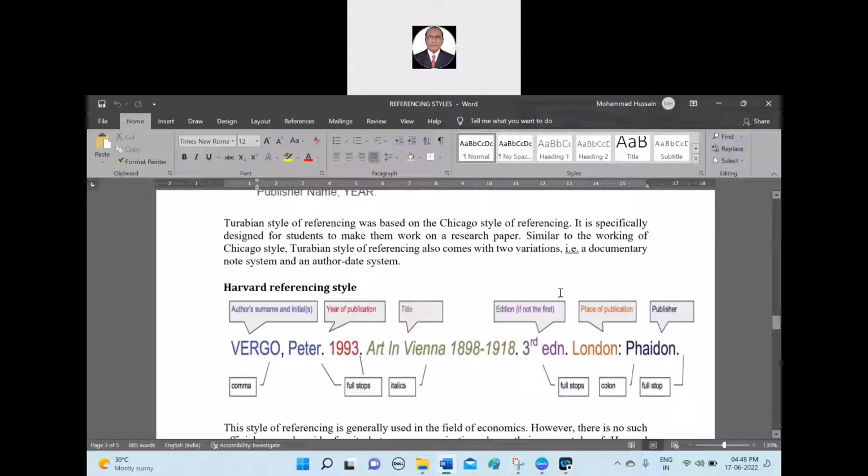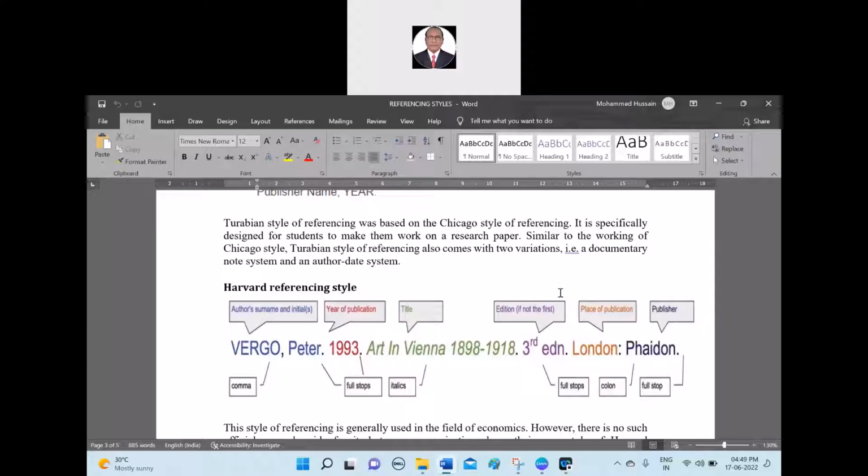Here, as I told you, the surname is Virgo, the first name is Peter. After Peter there is a full stop because there is no other continuity. Then they wrote the year, not in round brackets, 1993. Then Art in Vienna, 1898-1918, is the title of the book. Then the third edition, and he wrote it as small ed. We can make a small deviation: third, capital E, D full stop. Don't write it in small letters.